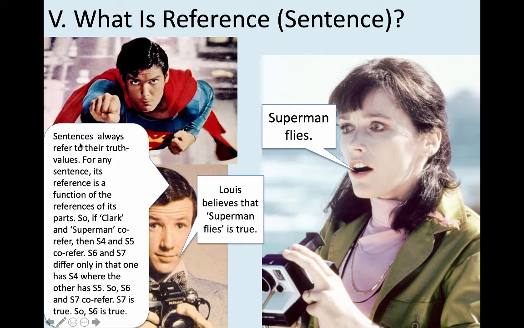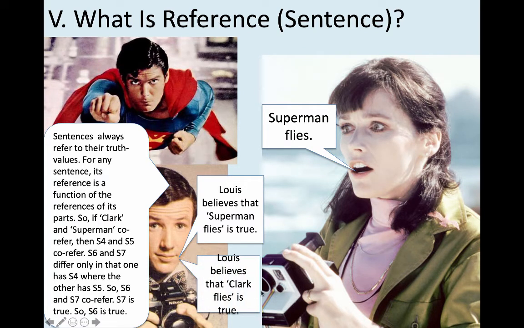And then he reasons, sentences always refer to their truth values. For any sentence, its referent is a function of the reference of its constituent parts. So if Clark and Superman co-refer, then S4 Clark flies and S5 Superman flies co-refer. Lois believes Clark flies and Lois believes Superman flies differ only in that one has S4 as a constituent where the other has S5. So S6 and S7 co-refer. S7 is true, so it follows that S6 is true. That is, it follows that Lois believes Clark flies is true.